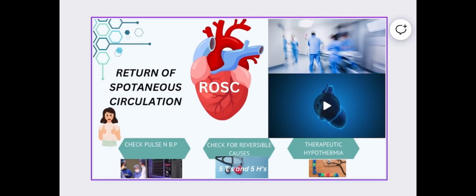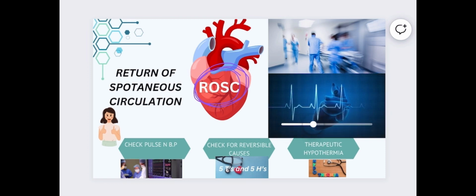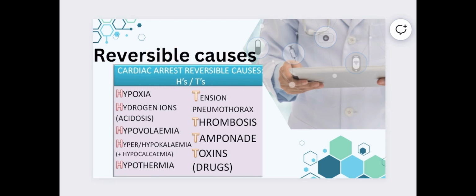So, return of spontaneous circulation. What is it? It is basically pulse and blood pressure that have returned. We start thinking about the reversible causes or consideration for therapeutic hypothermia. Let's talk about reversible causes.